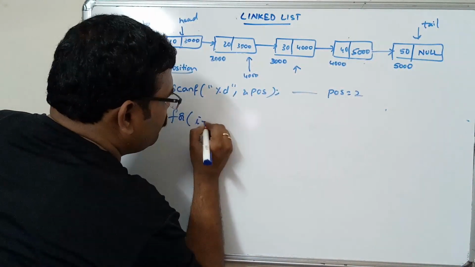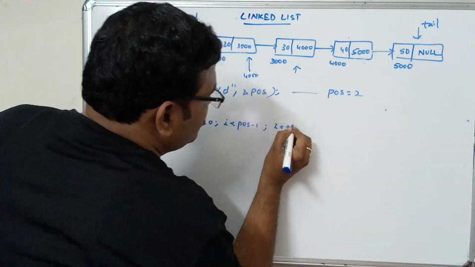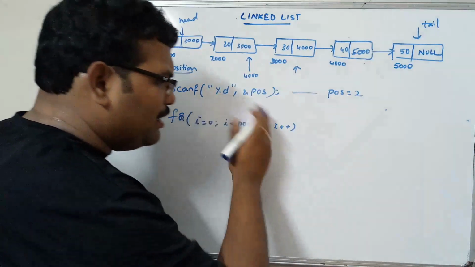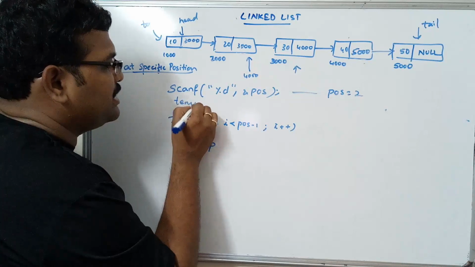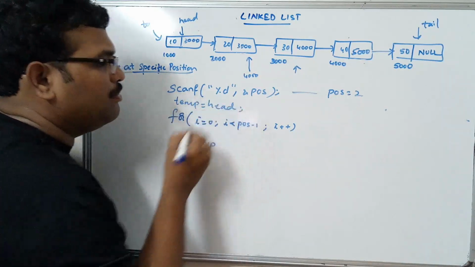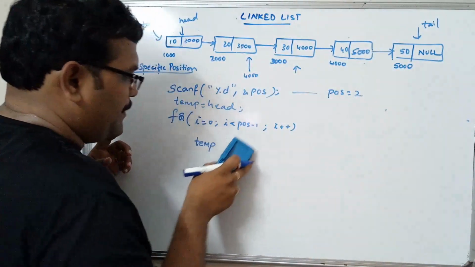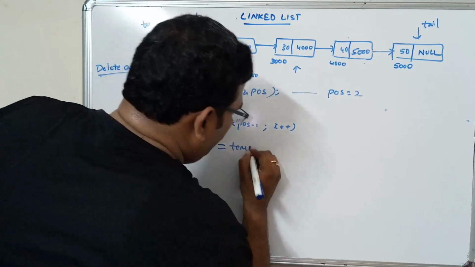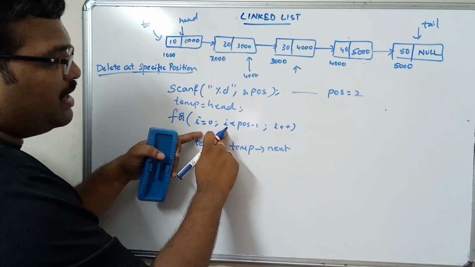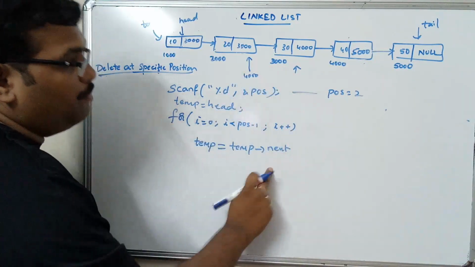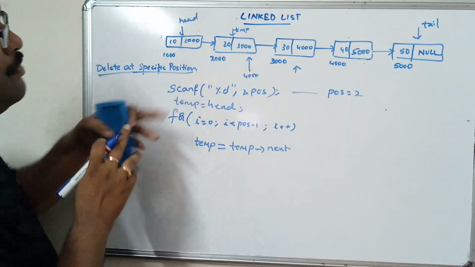Now for i is equal to 0, i less than position minus 1, i plus plus. So until this condition fails, we have to move the temporary variable. Before that we have to initialize head to temp, so we need not change the head value. Temp of next, sorry, so temp is equal to temp of next. Automatically, until the temp reaches position minus 1, it will move. So now the temp will be in this position, right?